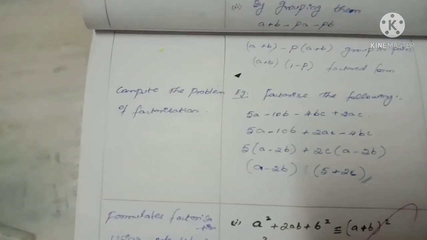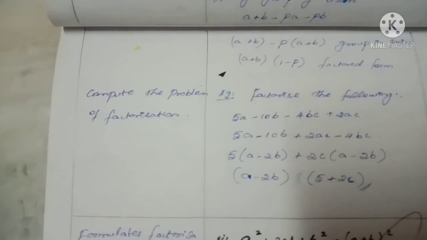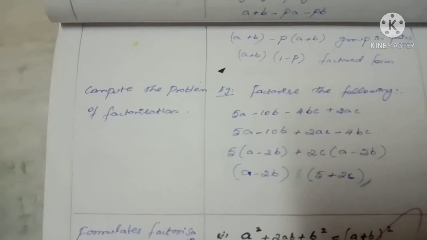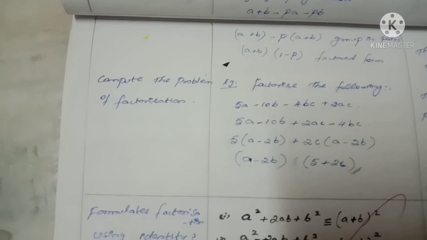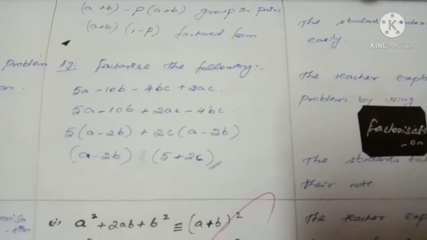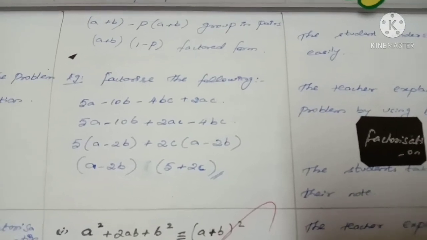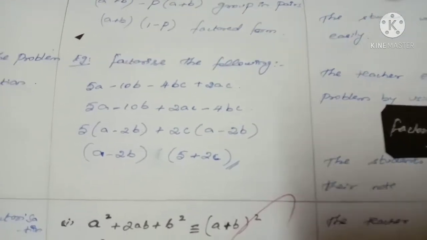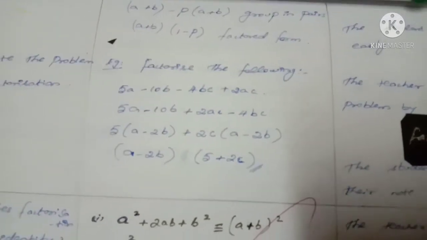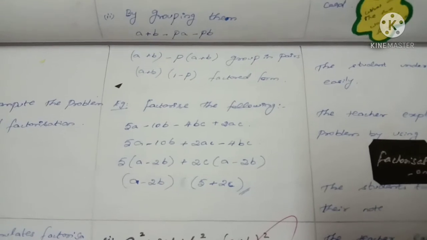In the next row, first box: compute the problem of factorization. Here we have to write some example. Factorize the following: 5a minus 10b minus 4bc plus 2ac, that is 5a minus 10b plus 2ac minus 4bc.